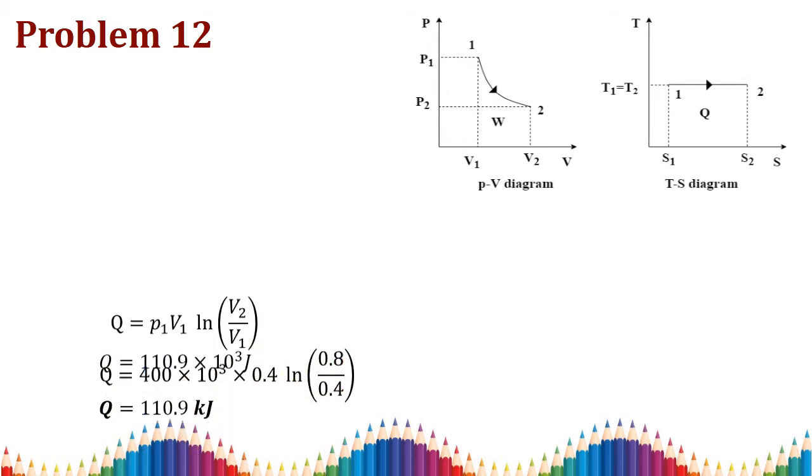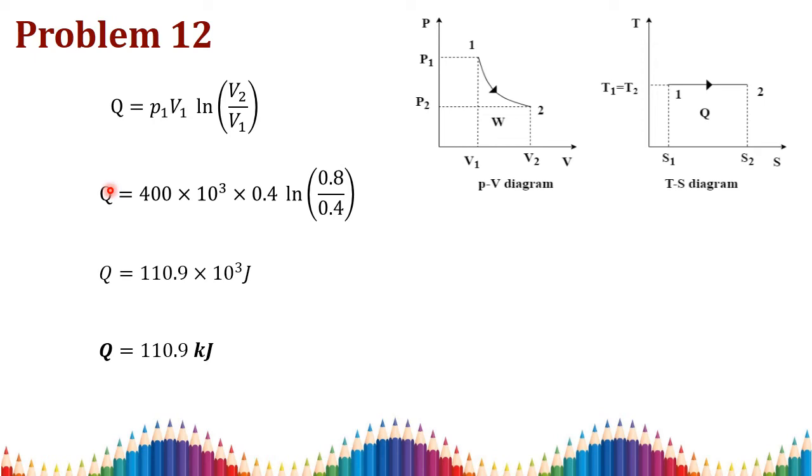Since they are asking about the heat transfer for the constant temperature process, Q is equal to P1 V1 ln of V2 by V1. P1 is the initial pressure, 400 kilopascal. So Q is equal to 400 into 10 to the power of 3 pascal, into V1 which is 0.4 meter cube, into ln of V2 by V1, where V2 is 0.8 as we found from the previous slide and V1 is 0.4.